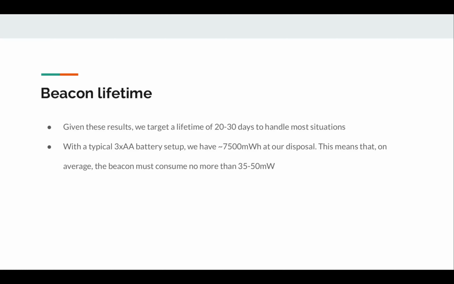We start by considering the batteries, which are, at least in this approximation, 3 AA batteries, so about 7.5 watt hours of power. We chose these batteries because they are the same as many other boards, in particular the LoRa board, so just to say compatible. On average, this means that we must consume no more than 35 to 50 milliwatts, depending on if we want to target 20 or 30 days.